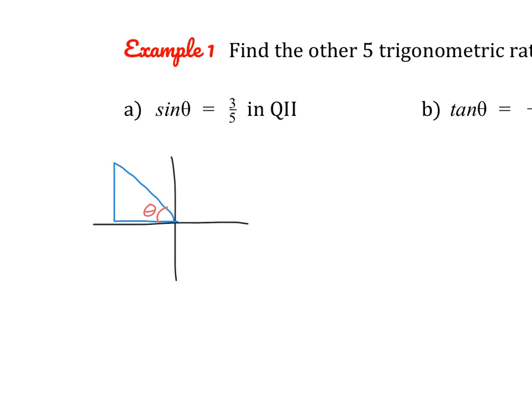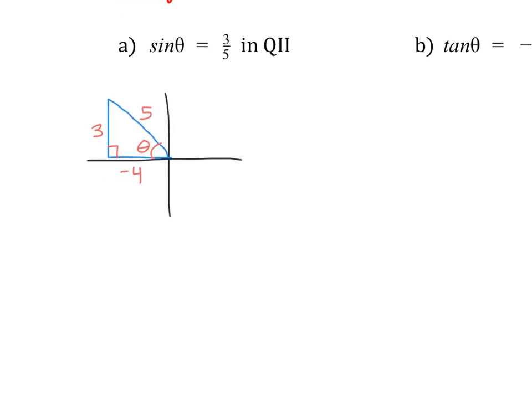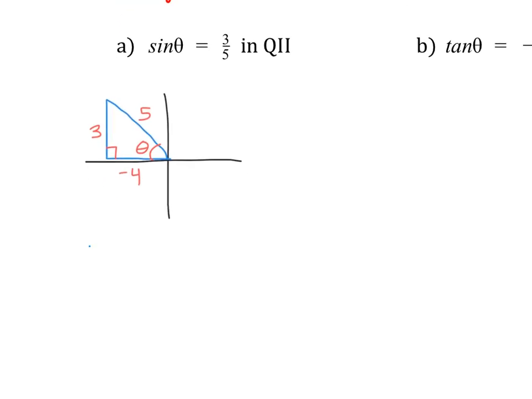So the sine of theta is 3/5, so that means this is 3 and this is 5. Remember, opposite over hypotenuse. Now, if we solve for this last leg using the Pythagorean theorem, we would get 4, but since we are in quadrant 2 and we're moving to the left, we're going to label this -4. So when I start to find the 5 other trig ratios, let's start with cosine.